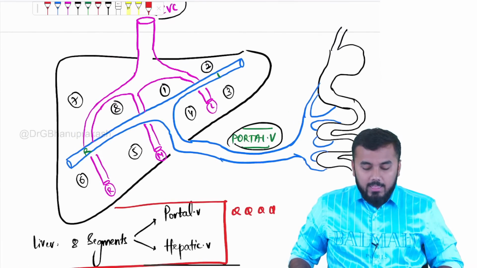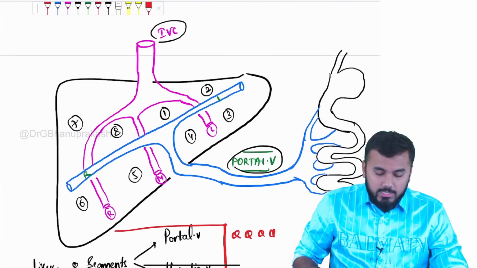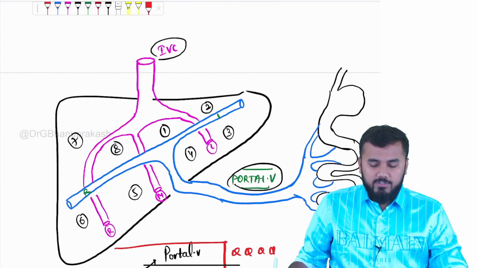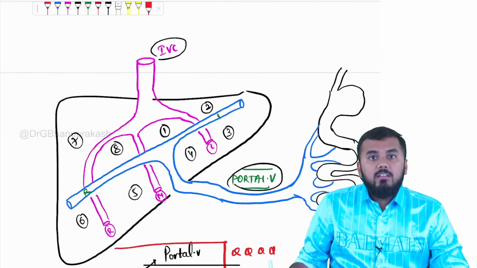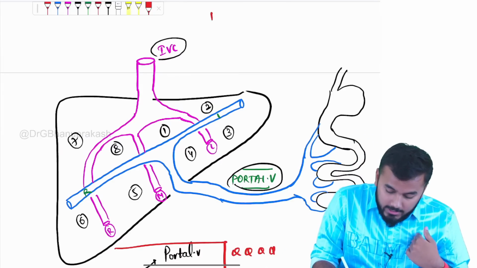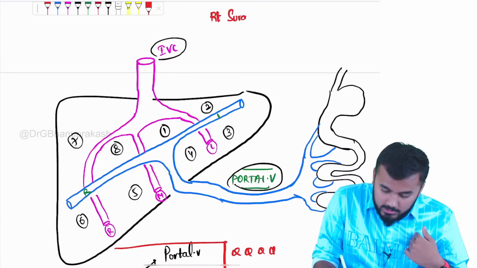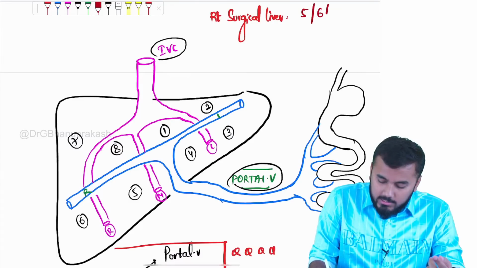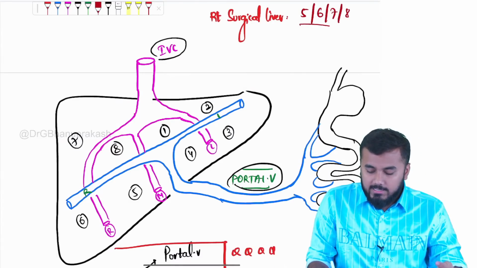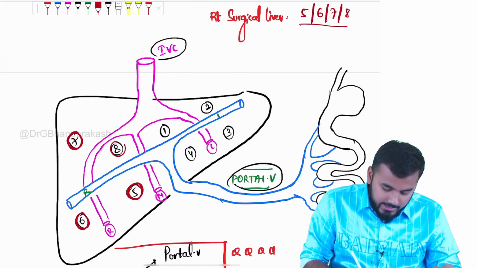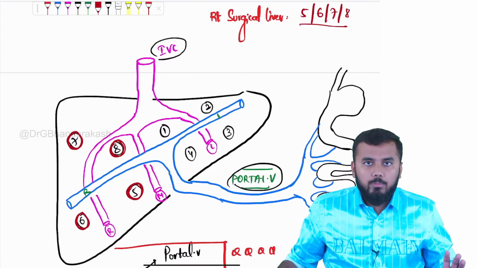Now look here. In the exam, what they'll ask you is, you told me about right surgical liver and left surgical liver. In the right surgical liver, how many segments are you giving me? I am giving you 5, 6, 7, 8. These 5, 6, 7, 8 segments are called the right surgical lobe.